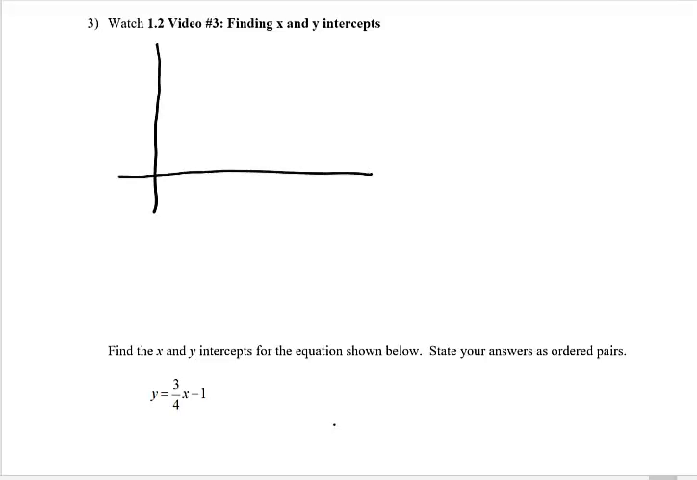Essentially, if you have a graph, for example, here's a linear function, when we say intercept, we simply mean the spot where the graph crosses either the x-axis or the y-axis. And so this point is called the x-intercept, and this point is called the y-intercept.